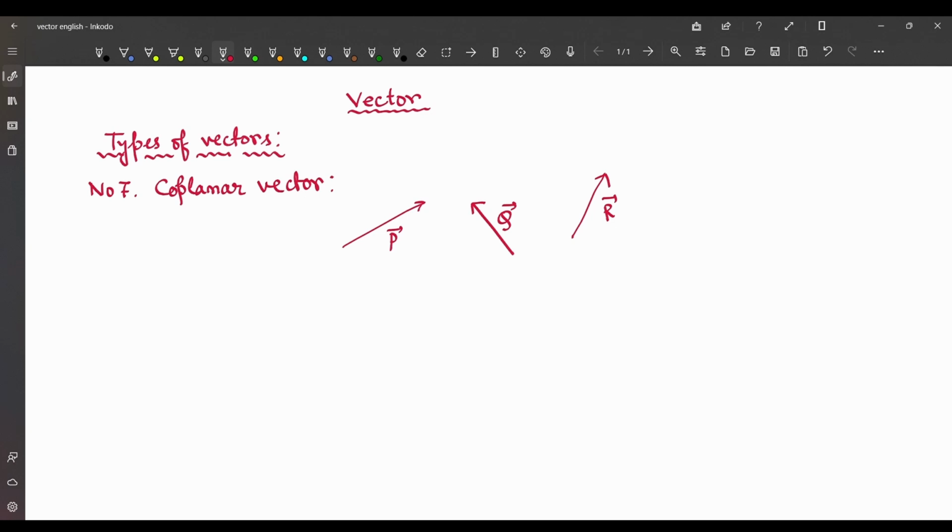Suppose we consider three vectors p, q, r along the x, y and z axes respectively. If we consider the xy plane, then p vector and q vector are lying on that plane. Therefore, these are coplanar. For the yz plane, r vector and q vector are coplanar vectors. And for the xz plane, p and r vectors are coplanar vectors.